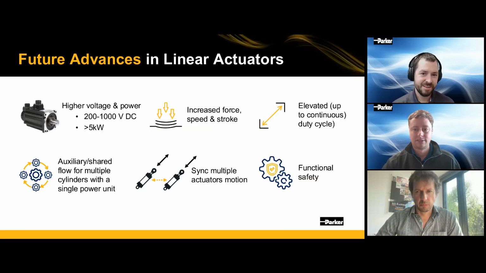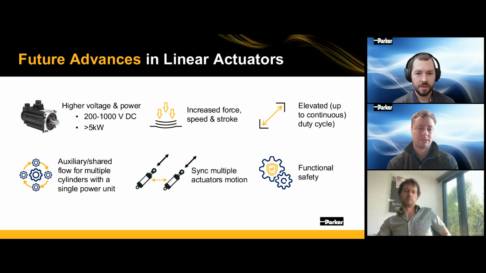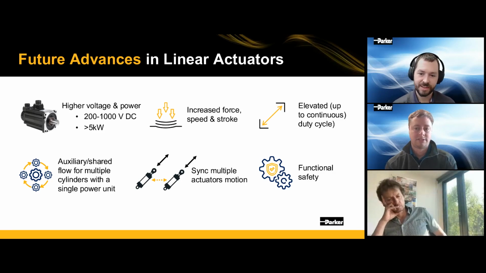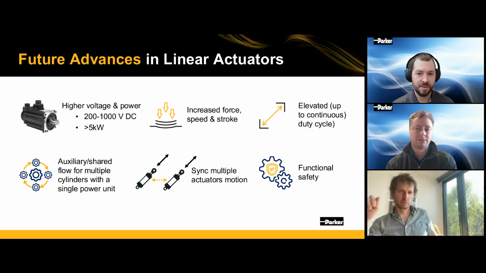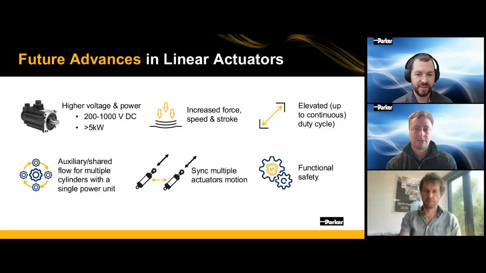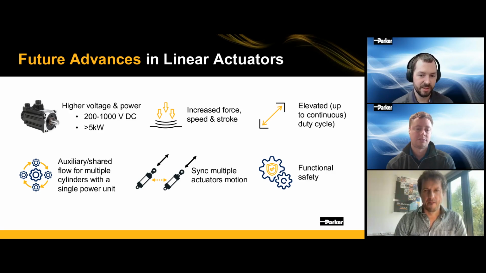I wanted to talk a little bit about where we see future advances in this linear actuator space going. So higher voltage and higher power, that's definitely something that we see. Although we do offer up to 48 volts, we do see 200 to 1,000 volt three-phase applications, especially in the mobile space, getting bigger and bigger. Also higher power on that motor, so things like over 5 kilowatts for those very large applications.